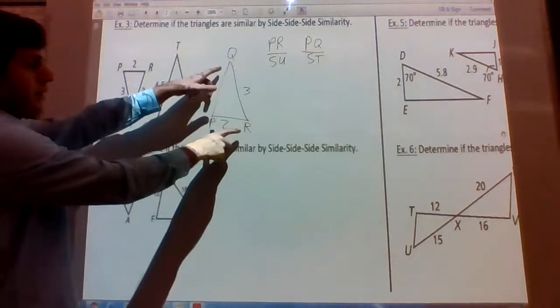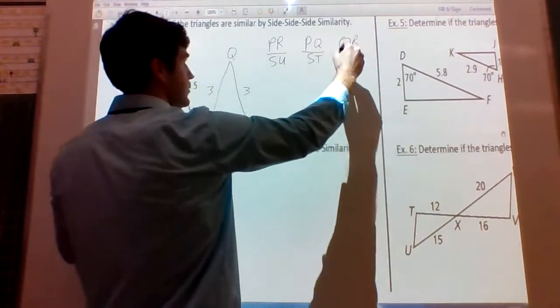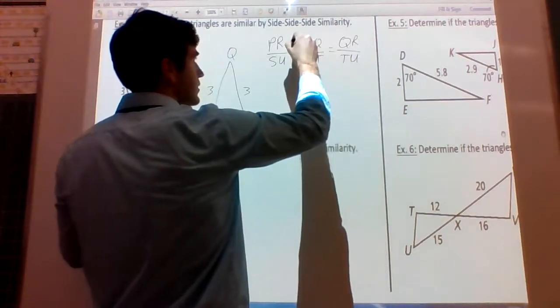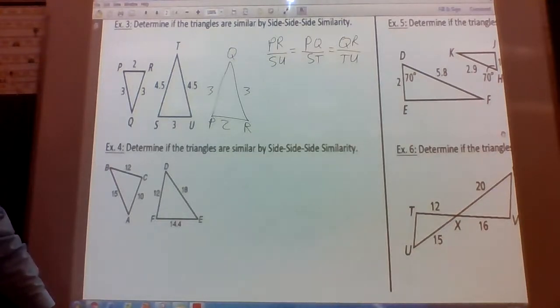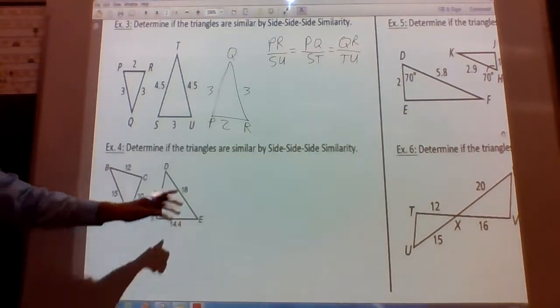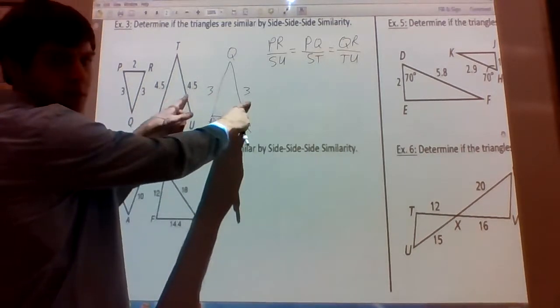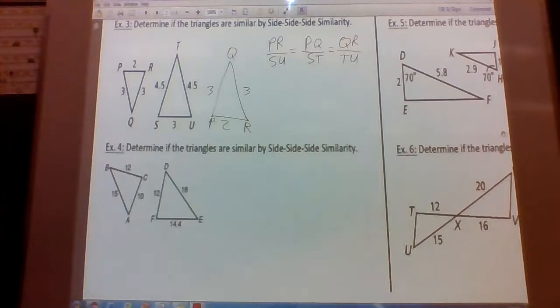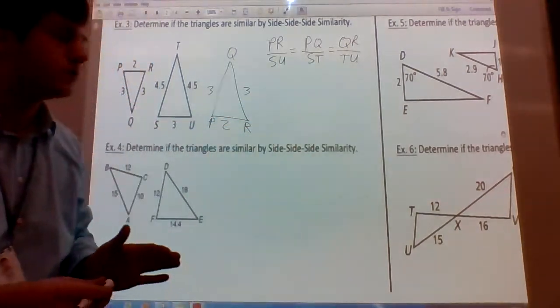Okay. And then QR corresponds with TU. So here's our three ratios that represent the comparison between the corresponding sides of the triangle. So here's one comparison, second comparison, third comparison. So three ratios. We know if those ratios are equal, then the triangles are similar.